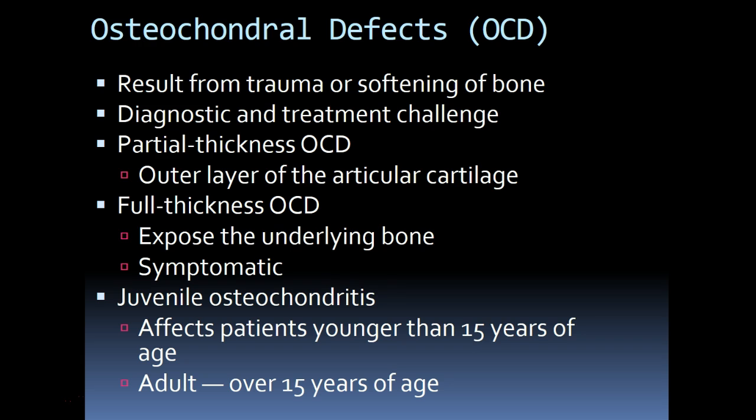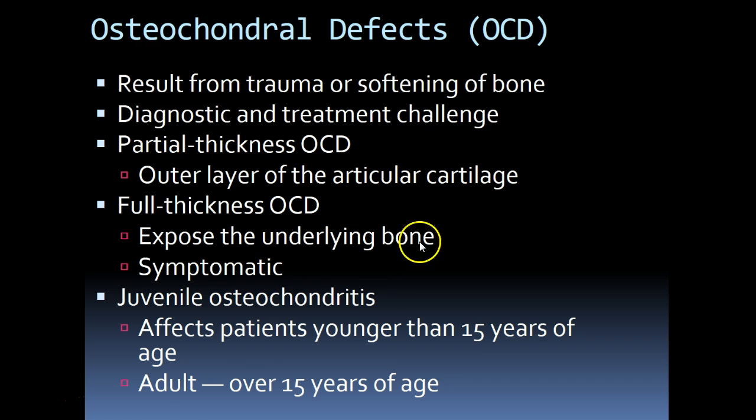So there are two different types of tears. There's a partial thickness lesion. With a partial thickness lesion, it involves the outer layering of the articular cartilage. So just the outer layer is compromised. And then you have a full thickness lesion, which exposes the underlying bone and is almost always symptomatic.